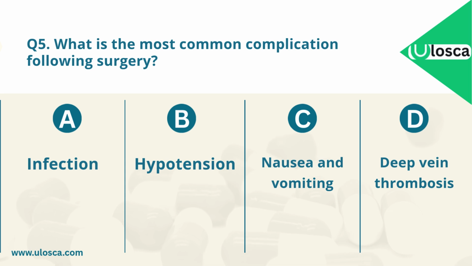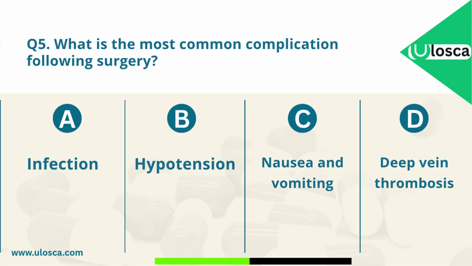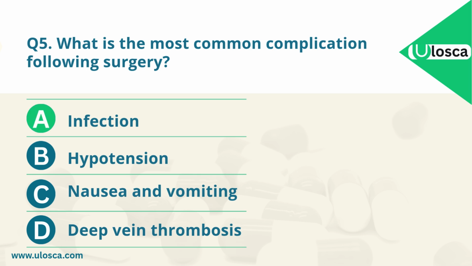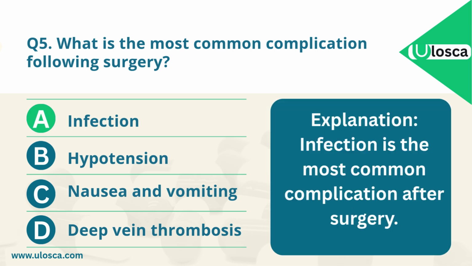Question 5. What is the most common complication following surgery? A. Infection. B. Hypotension. C. Nausea and vomiting. D. Deep vein thrombosis. Which one is the correct answer? The correct answer is A. Infection. Explanation. Infection is the most common complication after surgery.